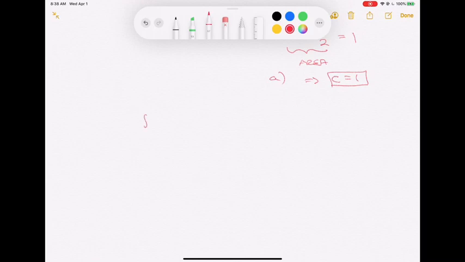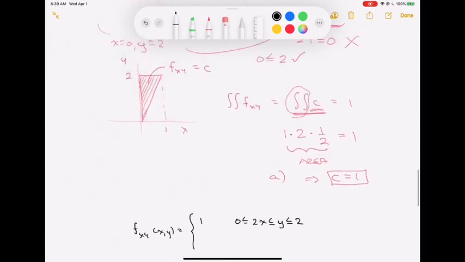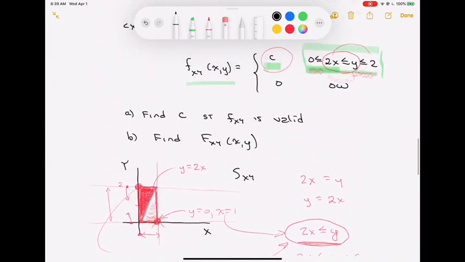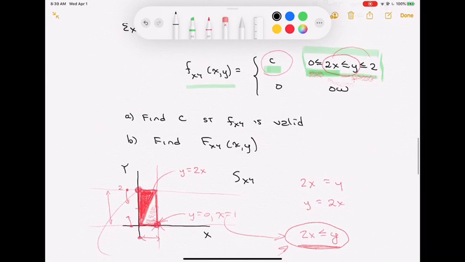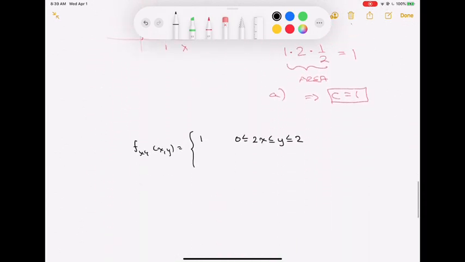So I'm going to just remind us what we've got. Let's go back to a black pencil. We're going to say my f_xy of little x, y is equal to 1 for 0 less than or equal to 2x less than or equal to y less than or equal to 2. Let's go back and just check that. 0 less than or equal to 2x less than or equal to y less than or equal to 2 looks good. And then we had 0 otherwise.